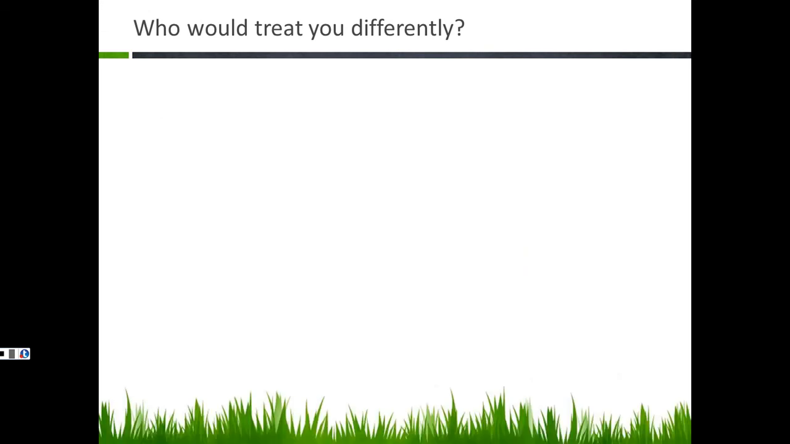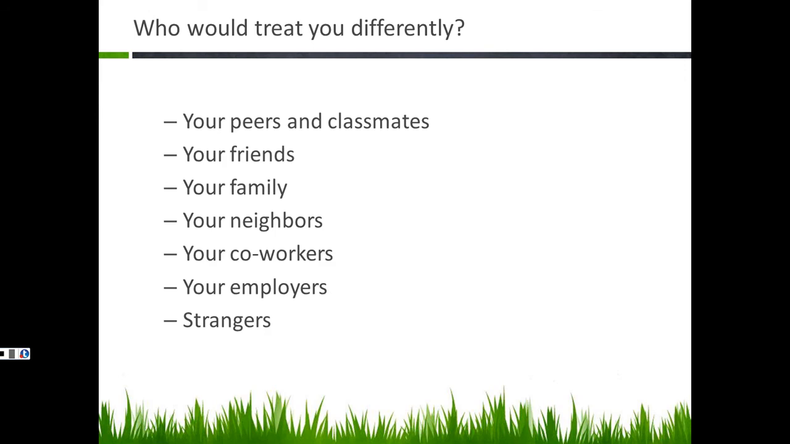So I want you to think just briefly for a moment and jot down on a piece of paper who in your life would treat you differently if your sexual experiences were different, if your sexual identity was different, if your gender identity was different. And I'm not arguing that it's bad that someone would treat you differently. It's only bad if that difference was a bad difference. But think about all the people in your life, your peers and your classmates, your friends and your family, your neighbors, your coworkers, your employees, and even strangers who might, if they saw you differently, treat you differently.